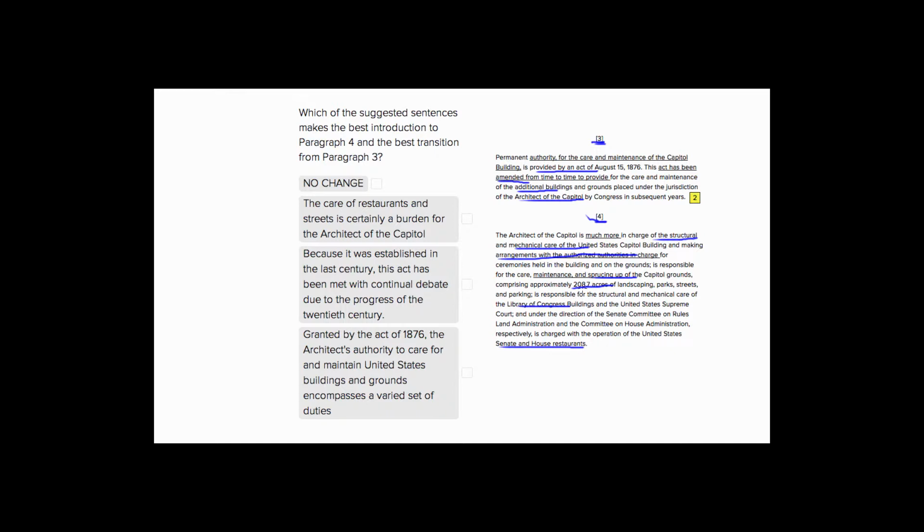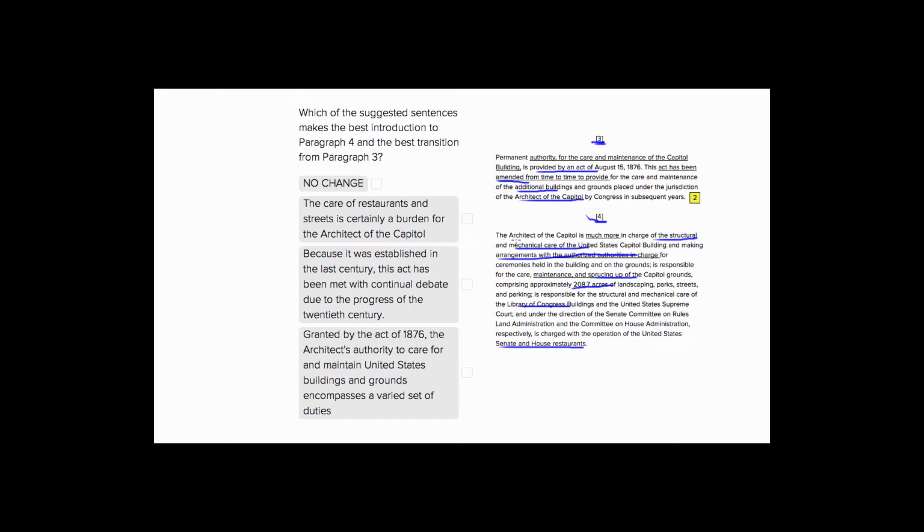So we're going to want to try to connect this paragraph 3, which is the act that allowed the architect of the Capitol to care for and maintain the Capitol and its grounds, with some of the architect's current duties. So let's look at our choices.